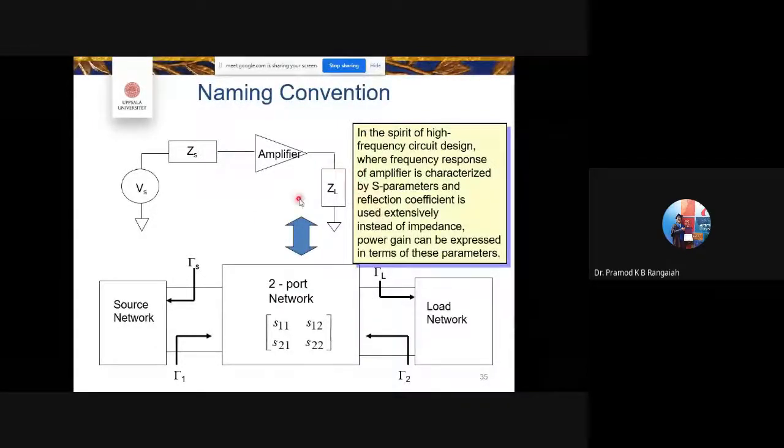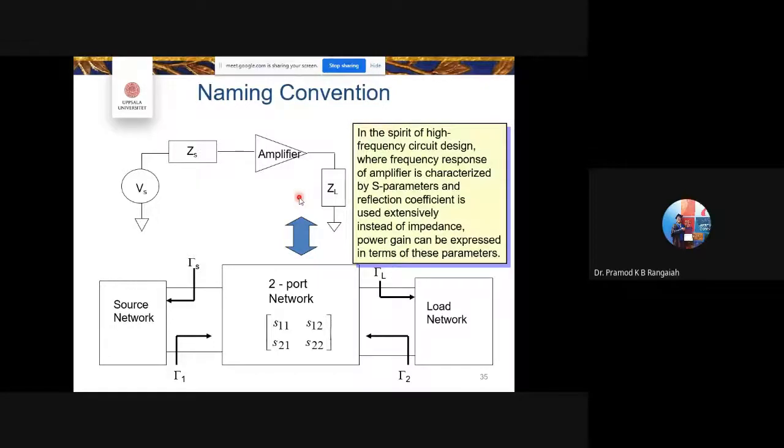Most of the time, we'll be grounding in the source side, and based on your topology, one port will be grounded. Most of the time, the input will be either your gate or your base, based on your transistor type, and the biasing will be either in the drain or in the collector. The emitter will be grounded sometimes.